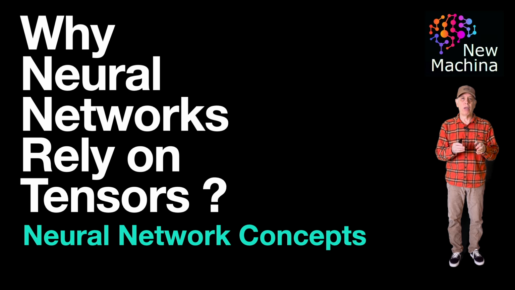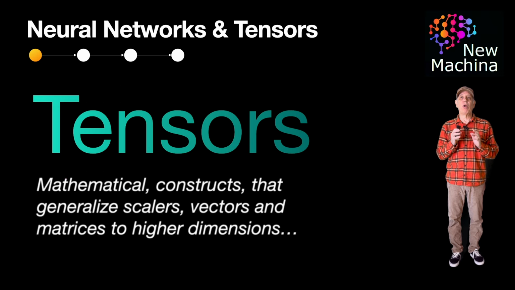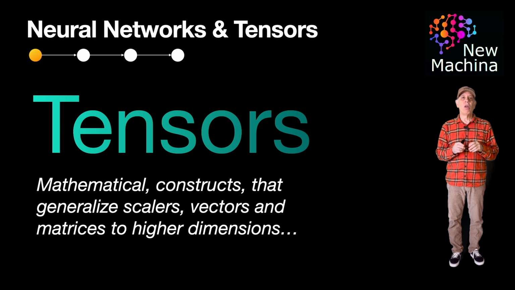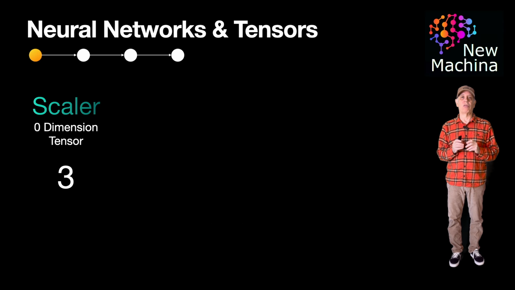To make sure everyone watching this video is aligned, let me quickly define tensors. Tensors are mathematical constructs that generalize scalars, vectors, and matrices to higher dimensions. They allow for the representation of multidimensional data, which is crucial in complex computations. In simple terms, a tensor is like a container that can hold data in multiple dimensions, making it versatile for various applications. So how do scalars relate to tensors?